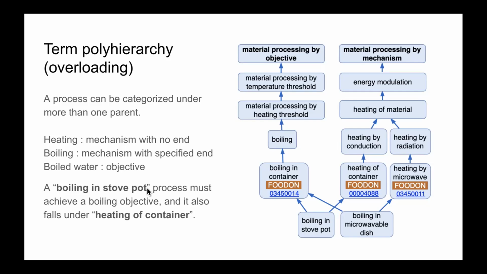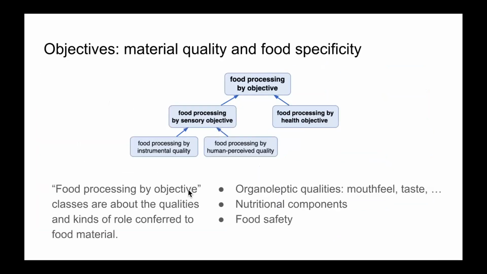Now, if you look at boiling in a stovetop, it can be satisfying both boiling of water from an objective perspective and the heating of some container from the mechanism perspective. Same with boiling in a microwavable dish. So you get these choices coming up. And so what Tarini is going to do a deep technical dive in is coming right up, and that's where we're focusing on food processing by sensory objective, either instrumental or human perceived.